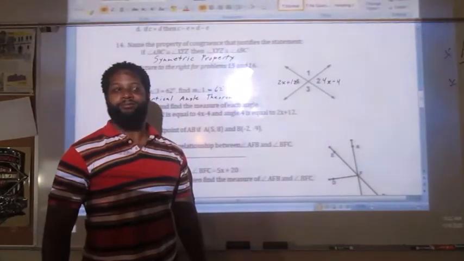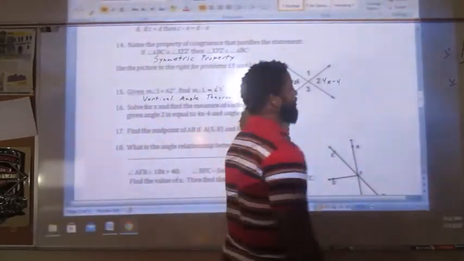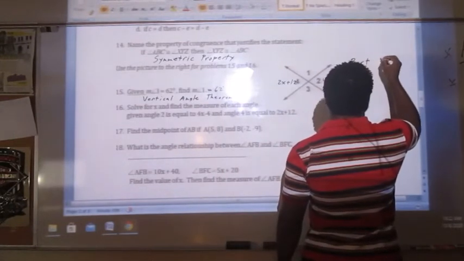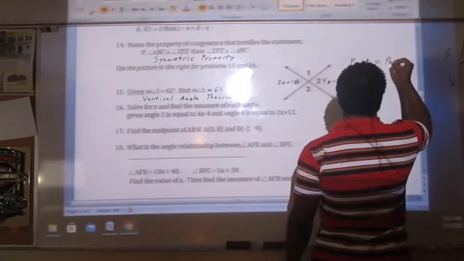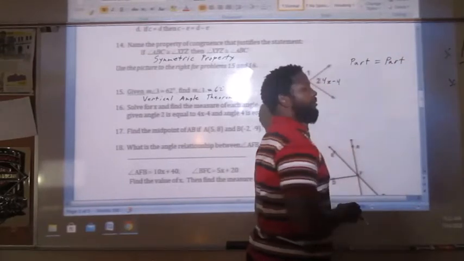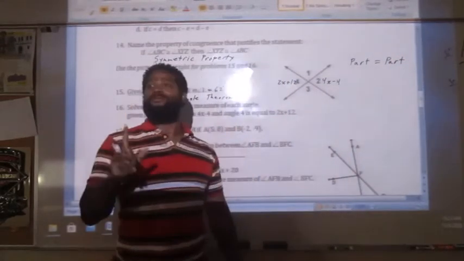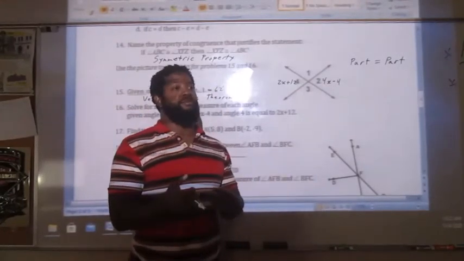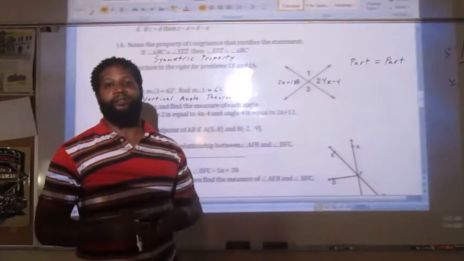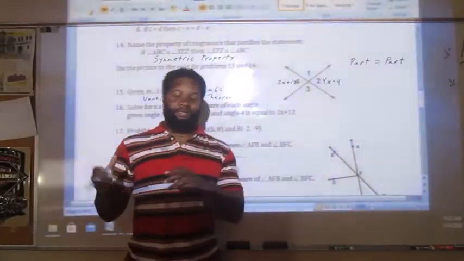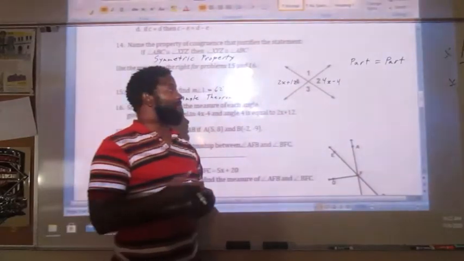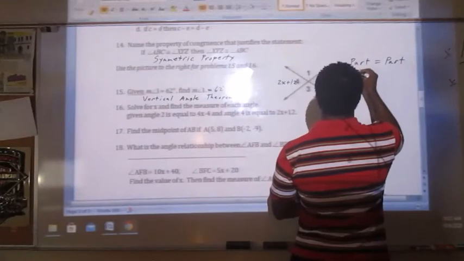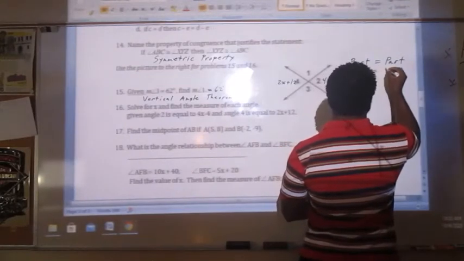Part equals part. Angles, thank you. Part equals part. Okay? When they're congruent, memorize this, okay? When they're congruent, part equals part. When they're part of a whole, then yeah, that is part plus part equals whole, okay? But in this type of situation, part equals part. 2x plus 12 is equal to 4x minus 4.